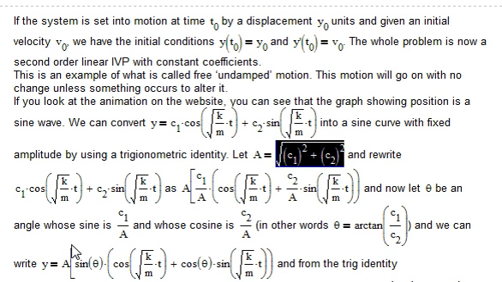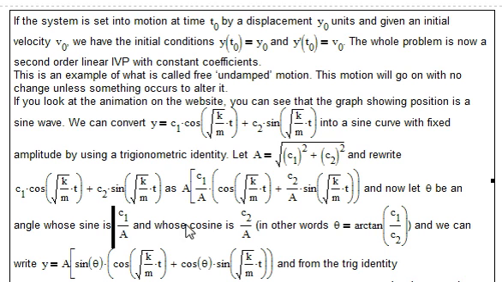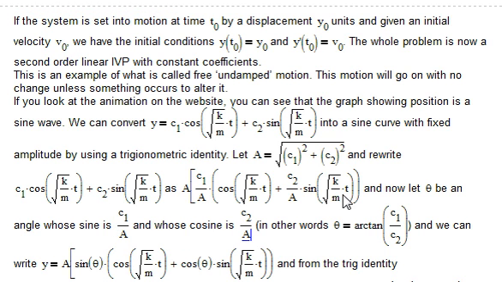Now let theta be an angle whose sine is c1 over A and whose cosine is c2 over A. So we'd make this the sine and this the cosine of that angle. In other words, theta is an angle whose tangent is sine over cosine, so c1 over A divided by c2 over A, which is just c1 over c2.